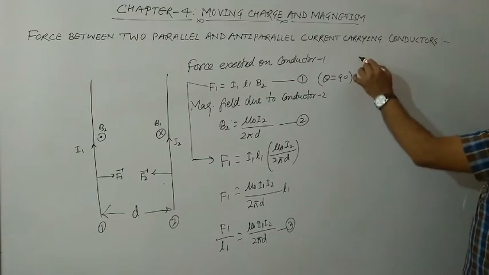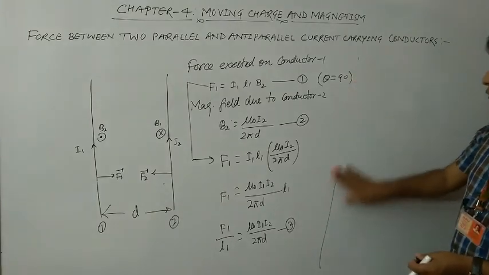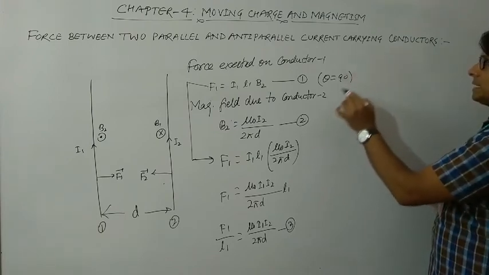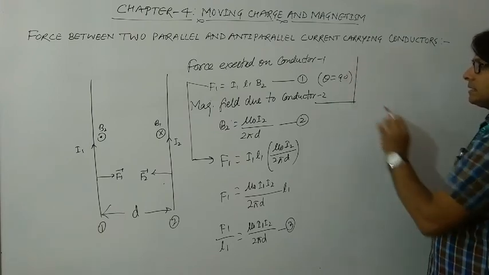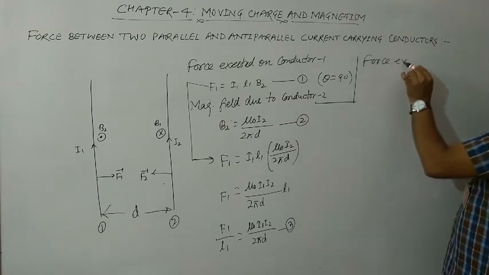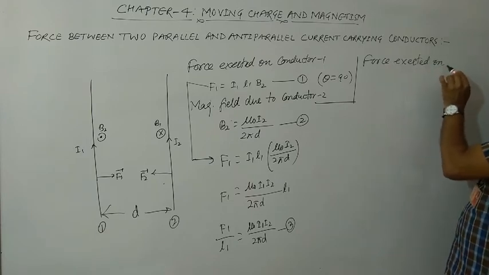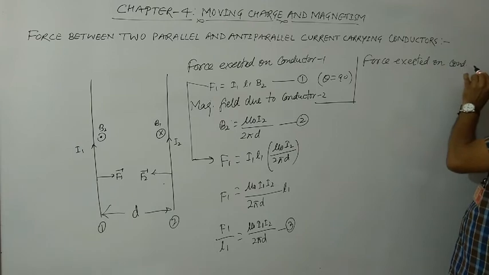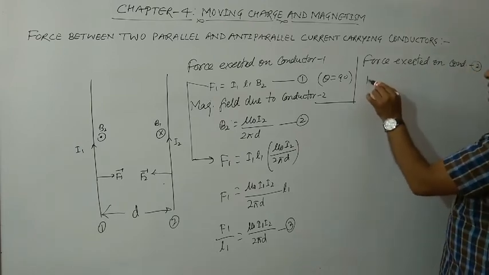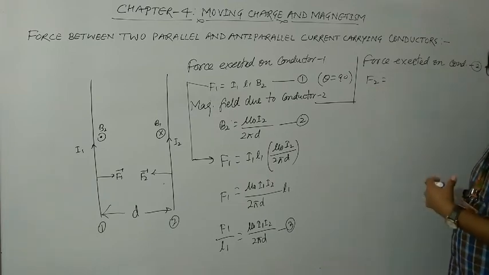In a similar way, we can write the expression for the second case also, and the second case I can write down here is force experienced or exerted on conductor 2 due to conductor 1. So it will be F2 is equal to, once again, ILB sine theta, but theta will be 90 degrees.